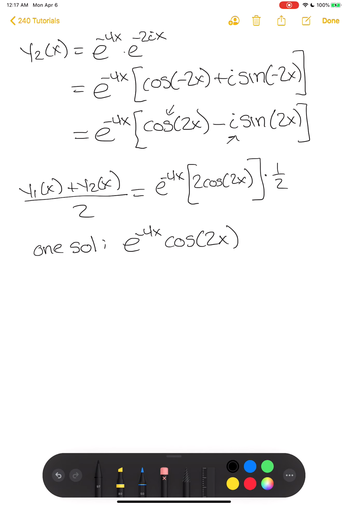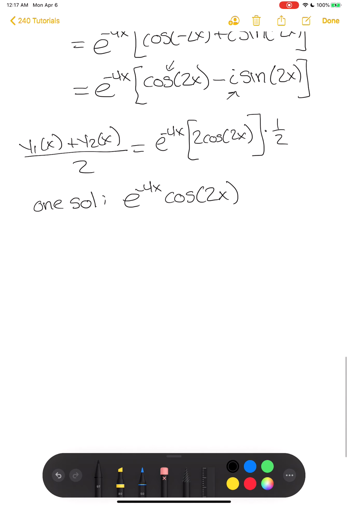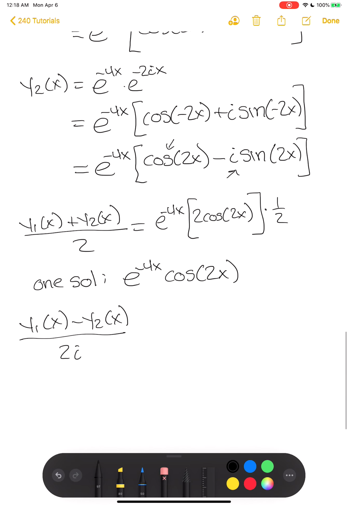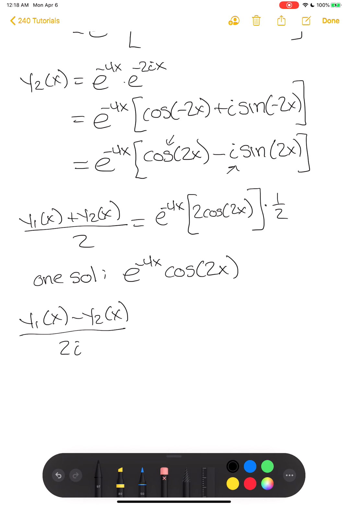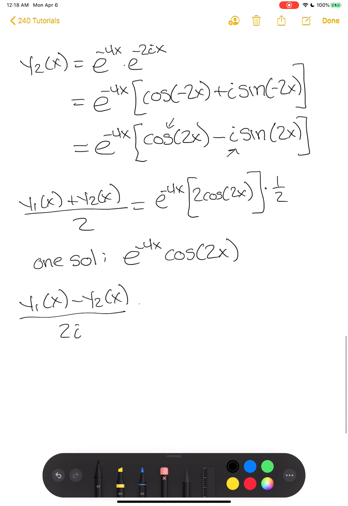Okay, and we do the exact same thing with a different combination. So we take y1 of x, this time we subtract y2 of x off of it, and then we divide it by 2i. So now our goal is to get rid of the cosines and leave the sines. Okay, so again, the e to the minus 4x is common, so it comes out.